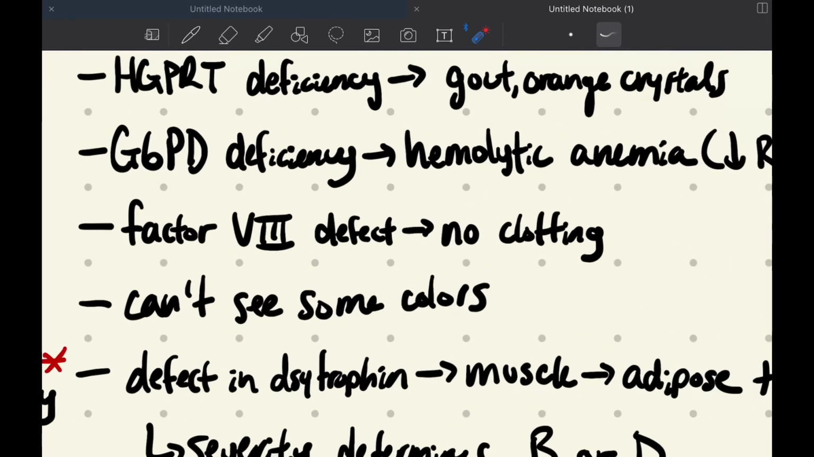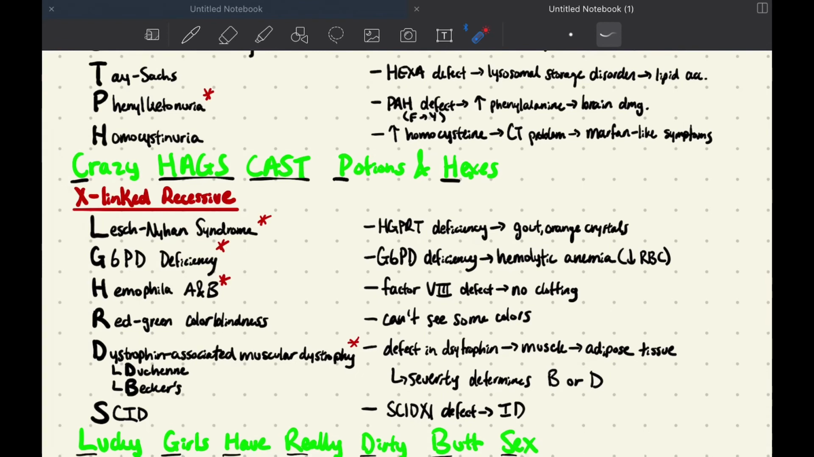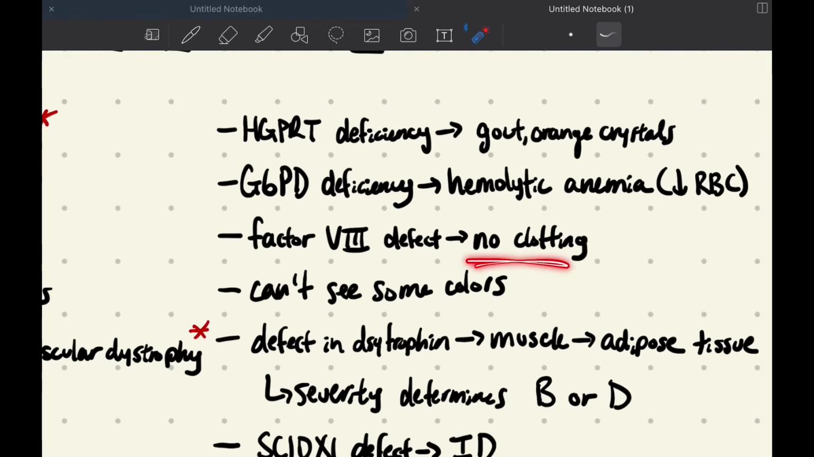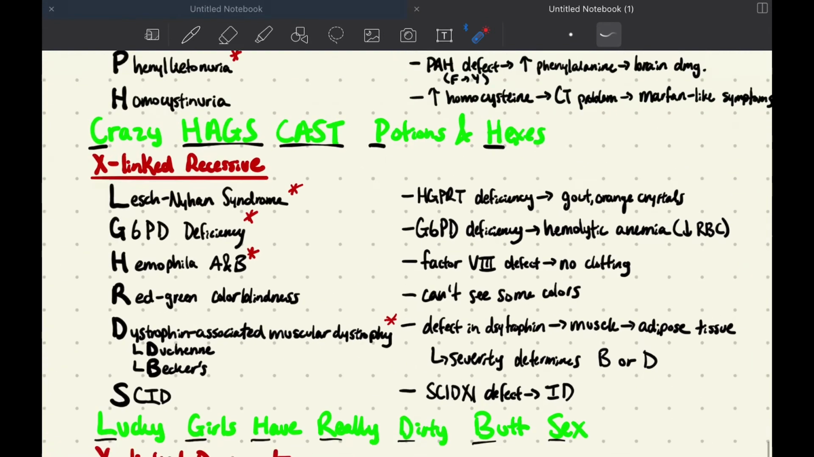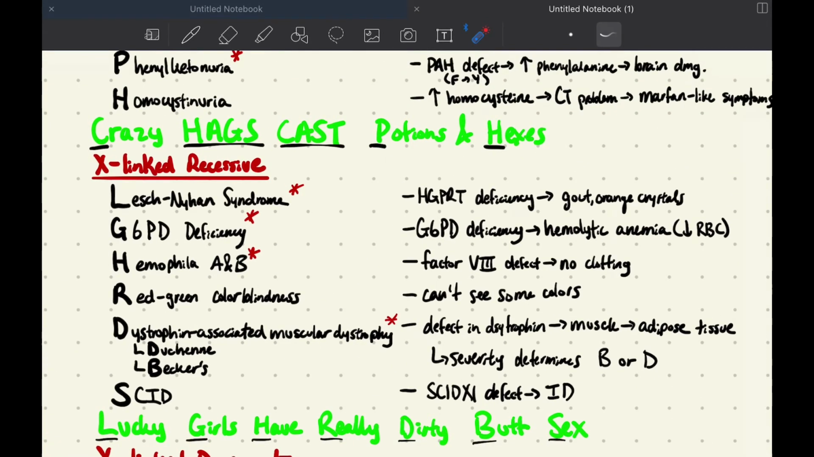That's very important. Important X-linked recessive disorder. You see this a lot in those royal families that have been marrying each other or trying to keep their bloodlines pure. It's a factor 8, actually, I believe, defect, and it leads to no clotting, which means that if you get a cut, then you're going to bleed nonstop because your clotting proteins are not working.